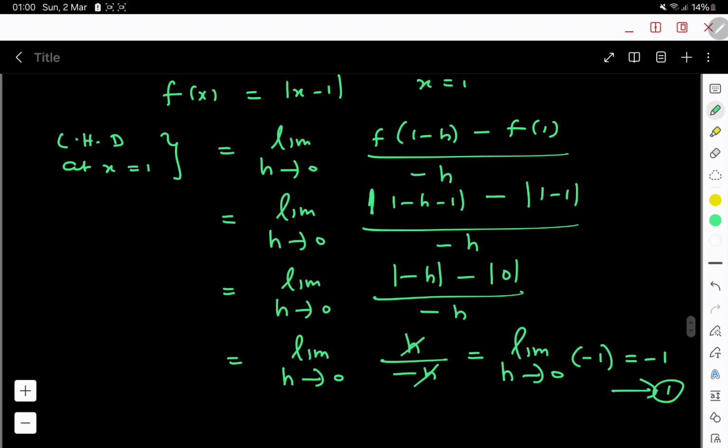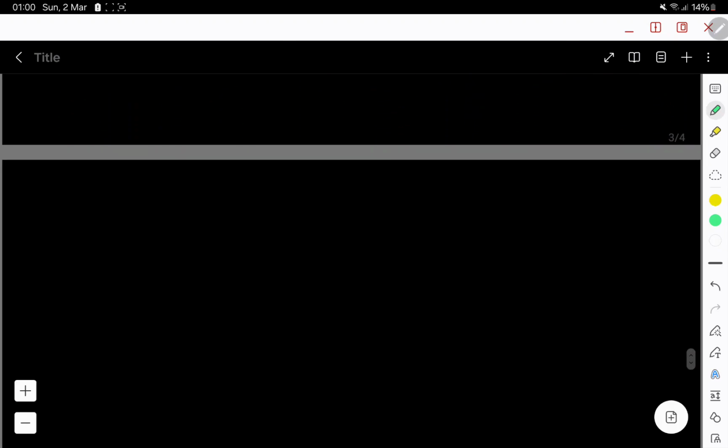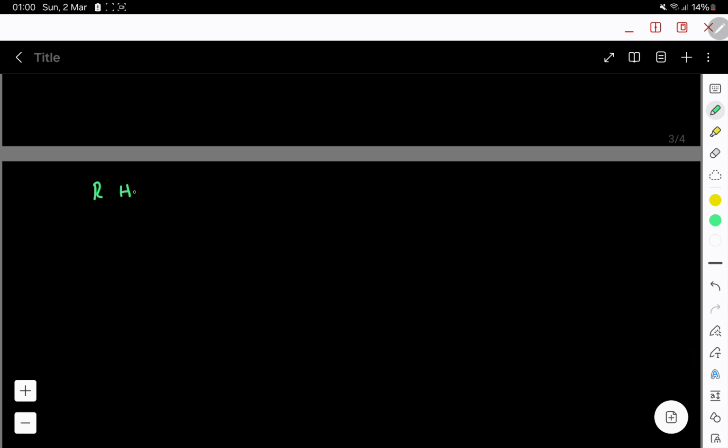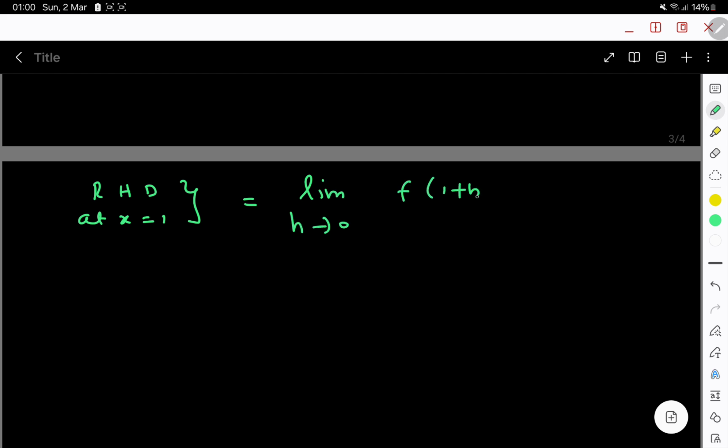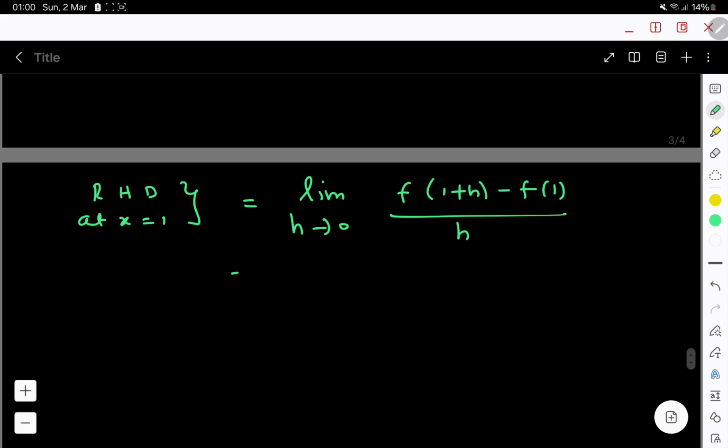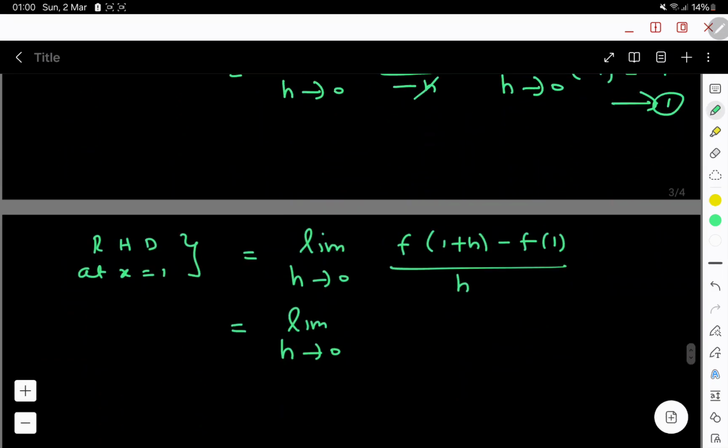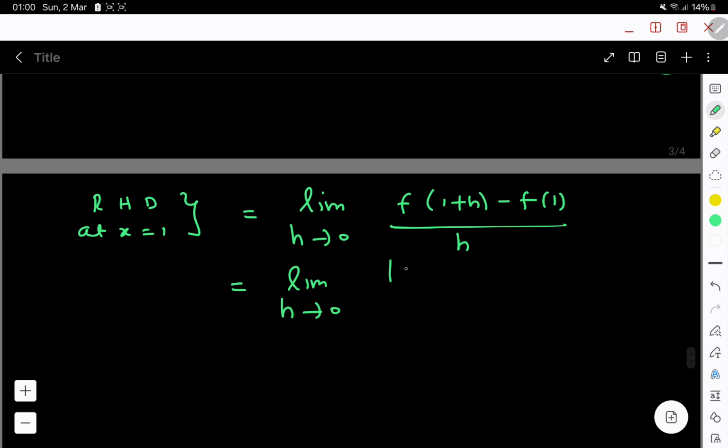Okay, next write the right hand derivative at x is equal to 1. So limit h tends to 0, f of 1 plus h minus f of 1 divided by h. The given function is mod of x minus 1. In the function we put x is equal to 1 plus h. So 1 plus h minus 1, and f of 1 is 1 minus 1, divided by h.